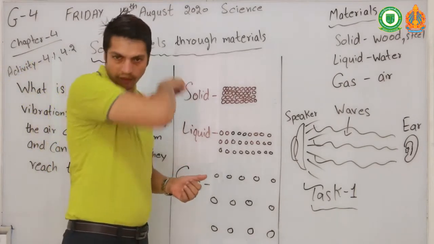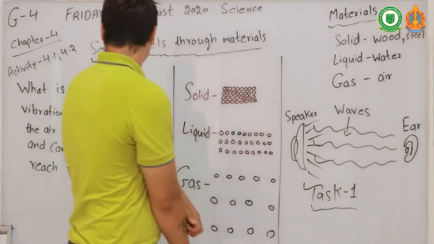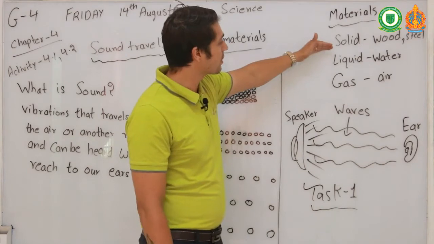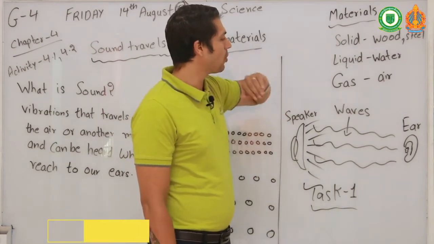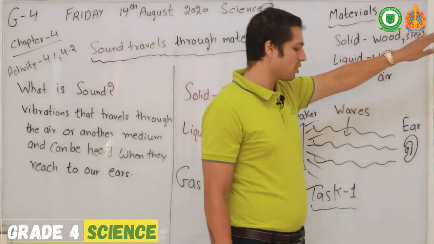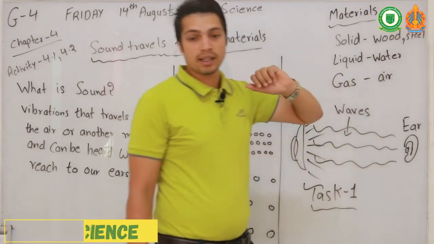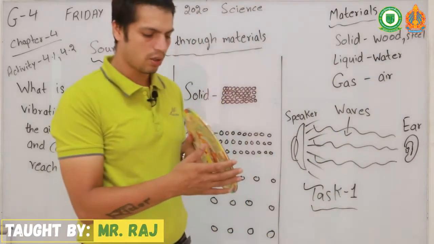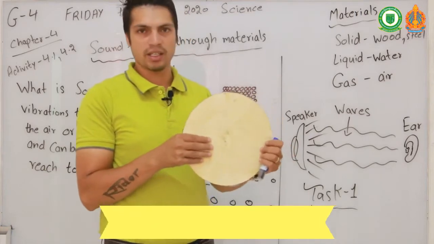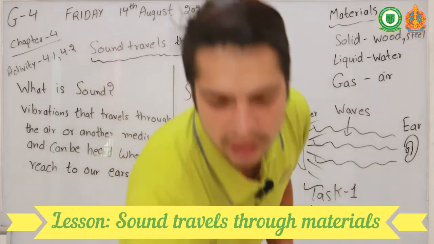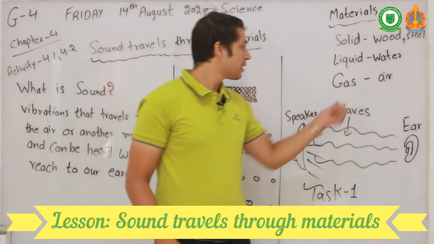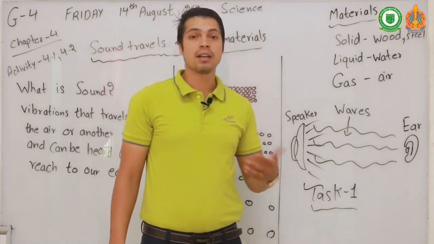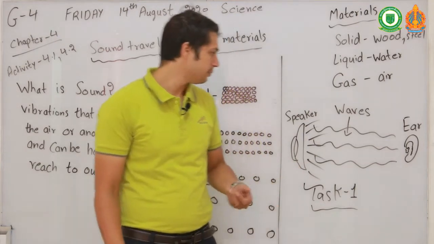As I mentioned, medium, we can also say materials like solid, liquid and gas. What is an example of solid? Solid like wood and steel. This is a wooden clock, so this is solid. Liquid, like water. Gas, air. We cannot see air, we can feel it, but air is mostly gas.